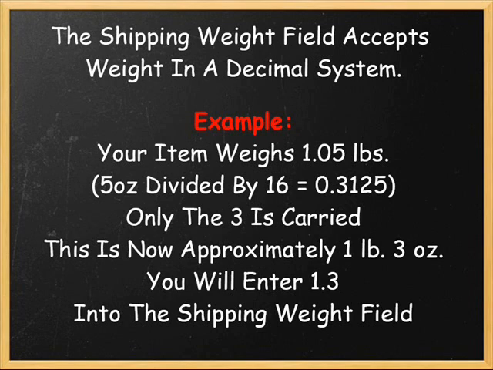Example, your item weighs 1 pound 5 ounces. 5 ounces divided by 16 equals 0.3125. Only the 3 is carried. This is now approximately 1 pound 3 ounces. You will enter 1.3 into the shipping weight field.